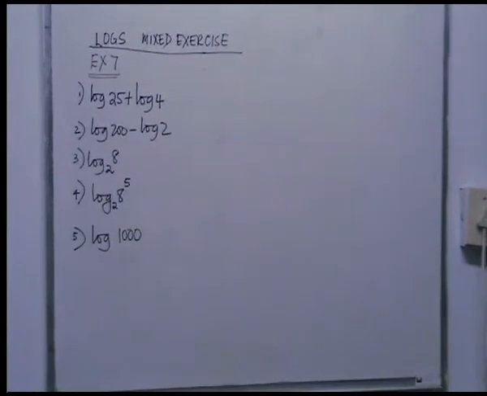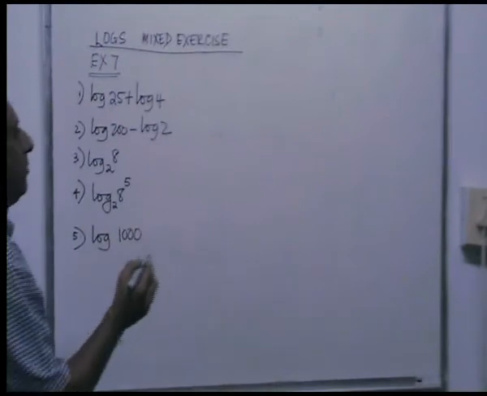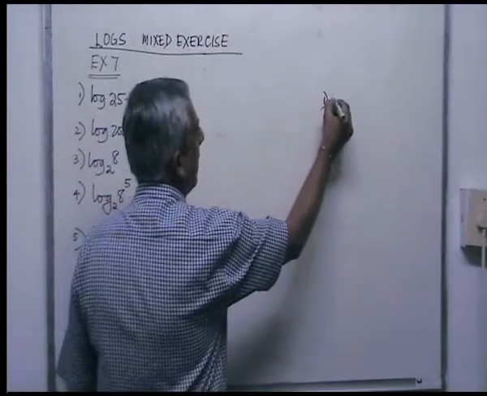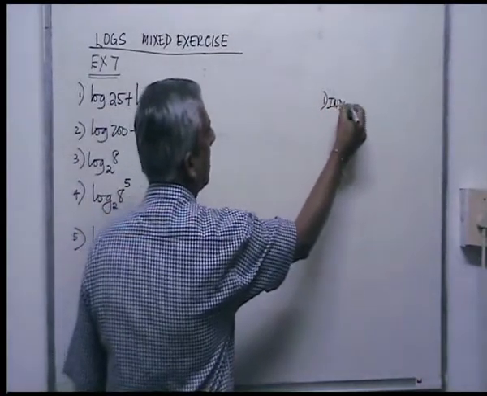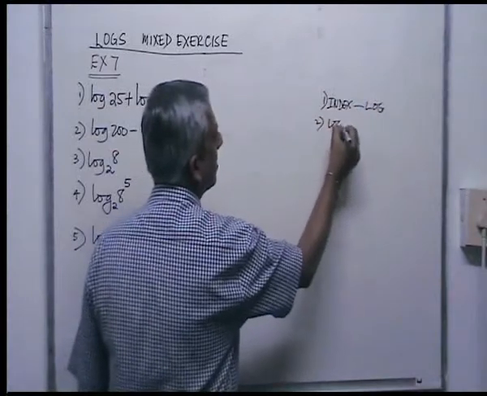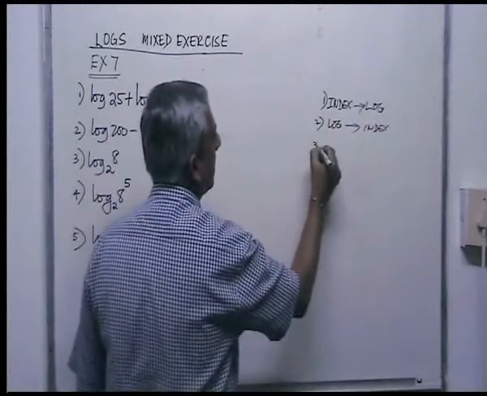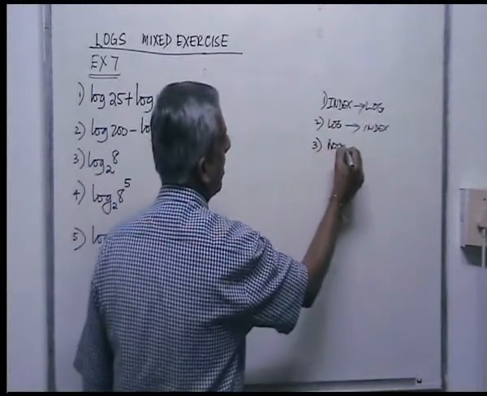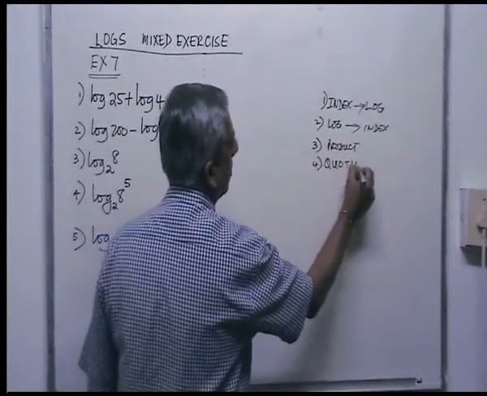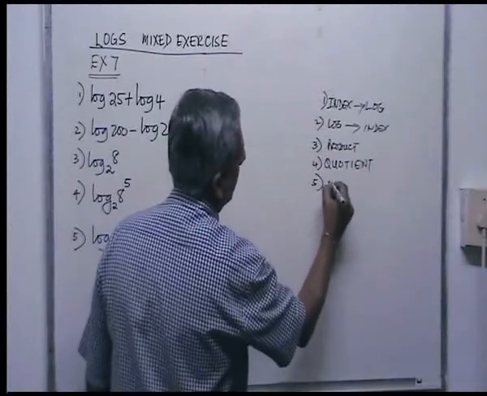Right, good. You have finished the exercise, you're back here. Well, let's see. Now, you know that we got 6 laws. So let me just write the 6 laws here. Firstly, I must be able to change from index to log. Secondly, I must be able to change from log to index. Then third, there's the product law. 4, there's the quotient law. 5 is the power law.